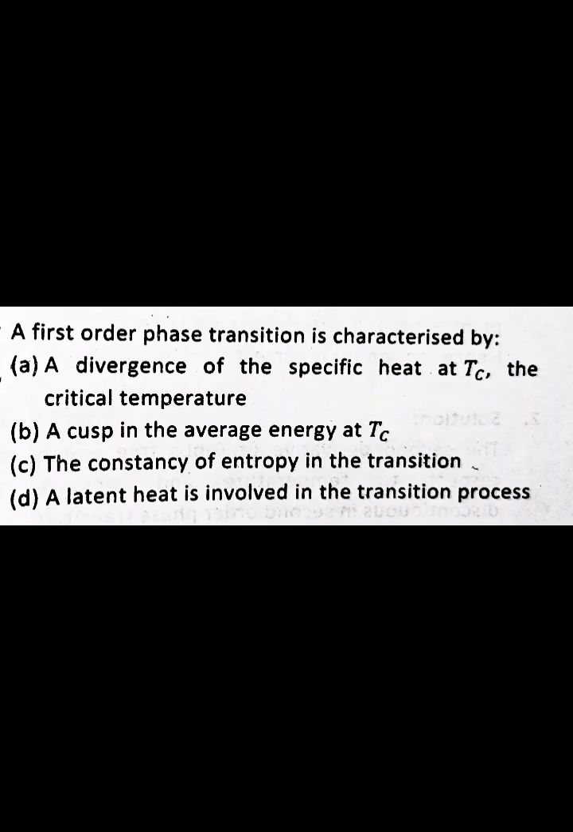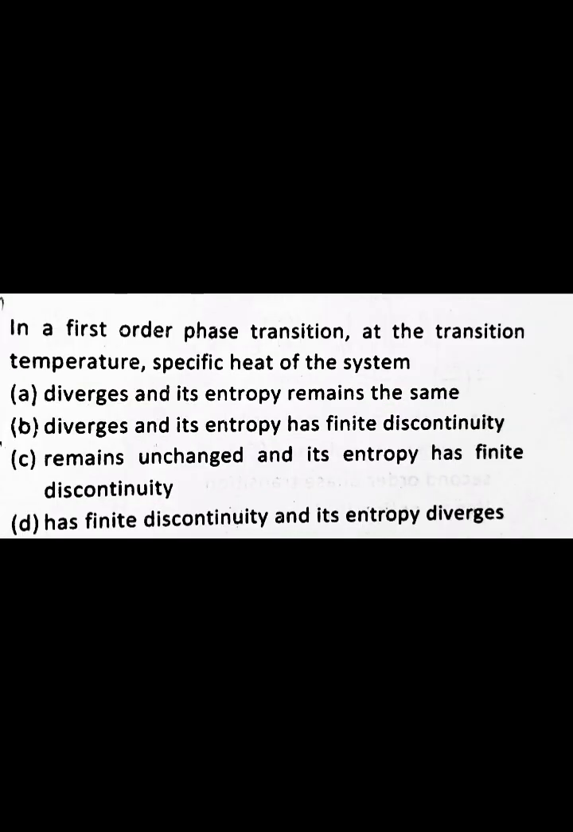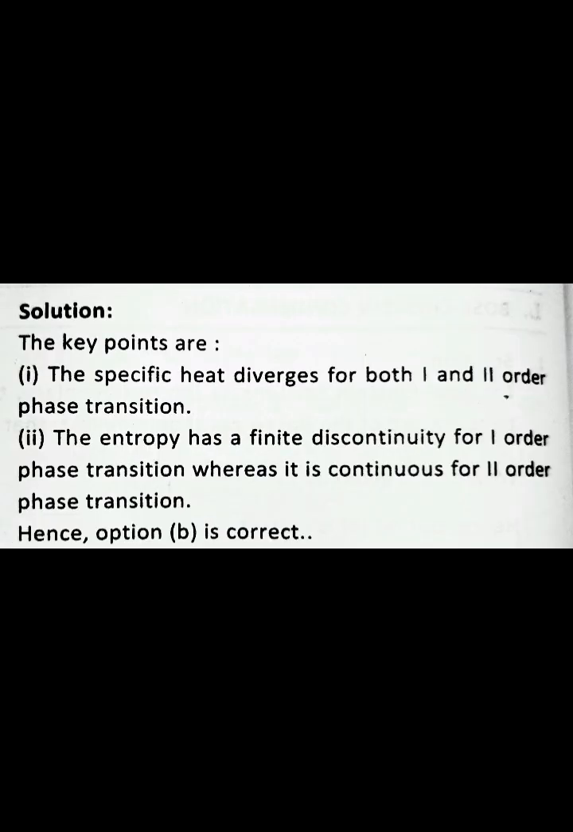The next question is, a first order phase transition is characterized by dash. The first order phase transition is characterized by the divergence of the specific heat at Tc, the critical temperature. So, the answer is option A. In the first order phase transition, at the transition temperature, the specific heat of the system is dash. The specific heat diverges for both first order and second order phase transition. The entropy has a finite discontinuity for first order phase transition, whereas it is continuous for second order phase transition. So the answer is option B.